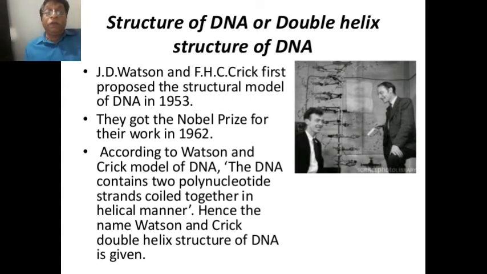Next point. The two polynucleotide chains are made up of nucleotides only. The nucleotides are linked by the formation of phosphodiester bonds. Next point. The two chains are coiled in right-handed manner.